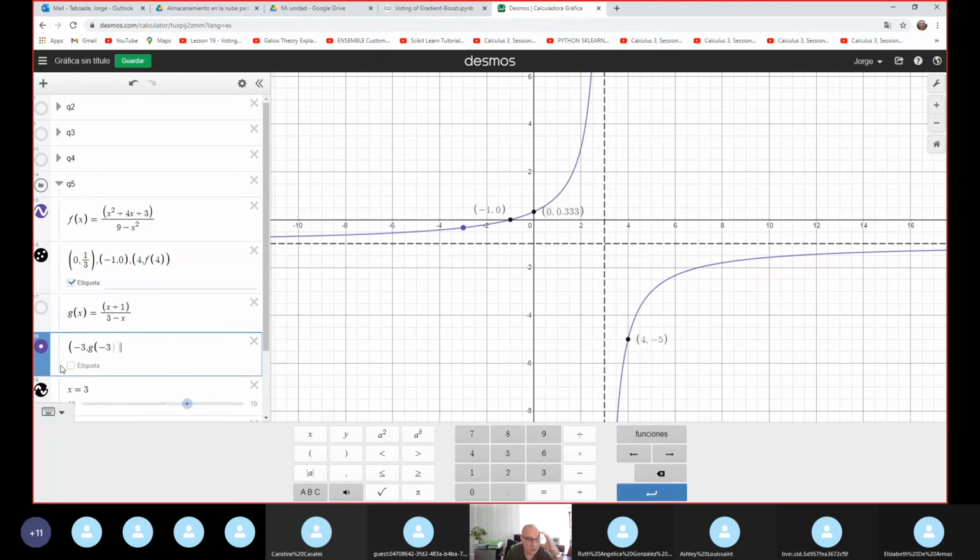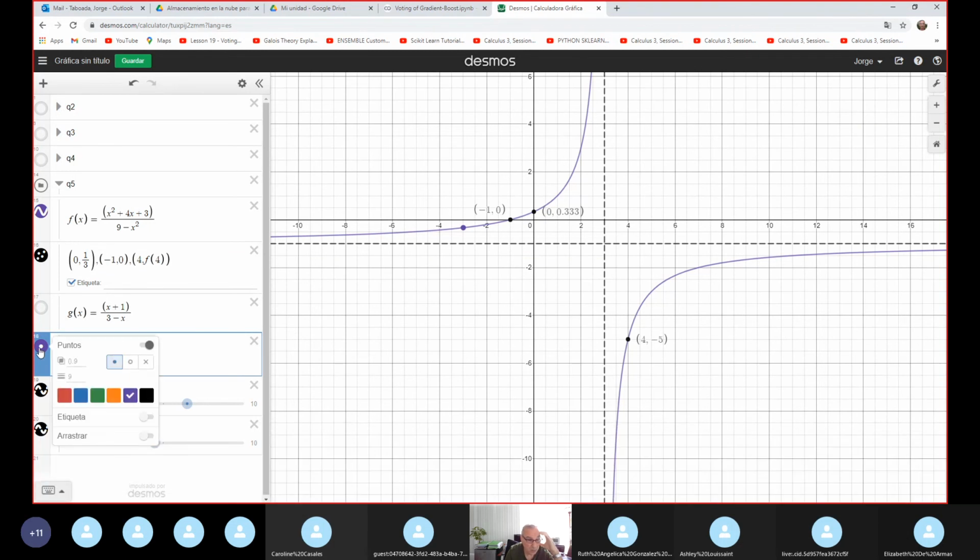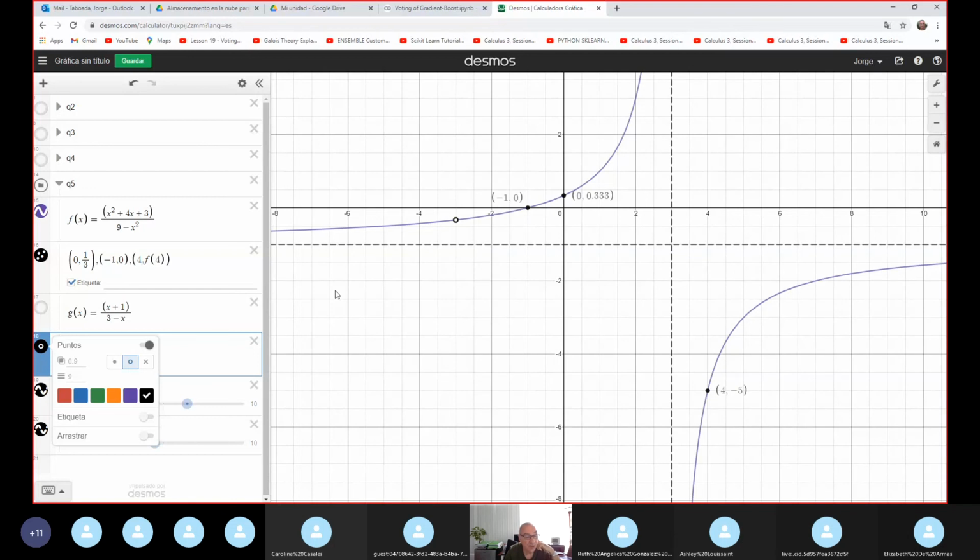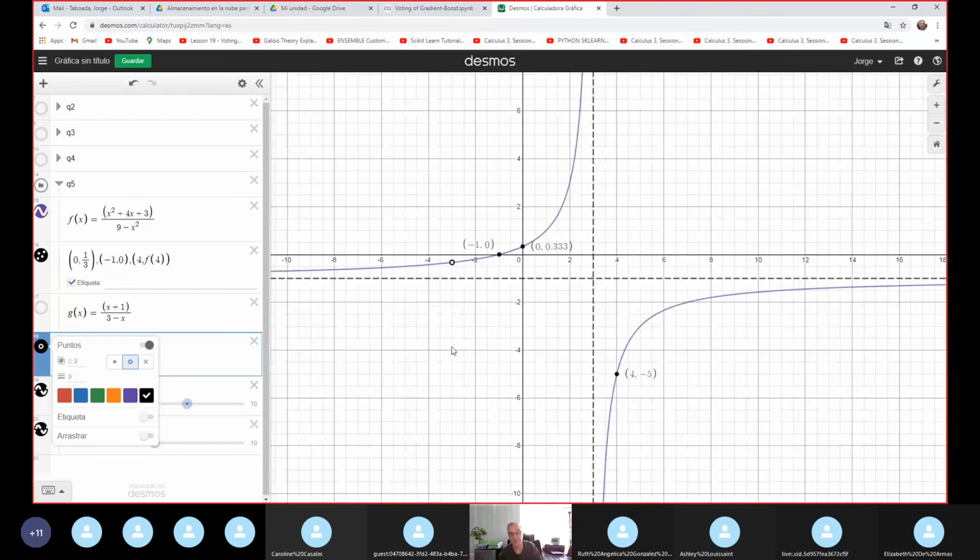But no, I don't like this. I want to change the color of the hole. Let me use black. And the style, open. This is the hole. It's located at the point, and the original function is undefined there.